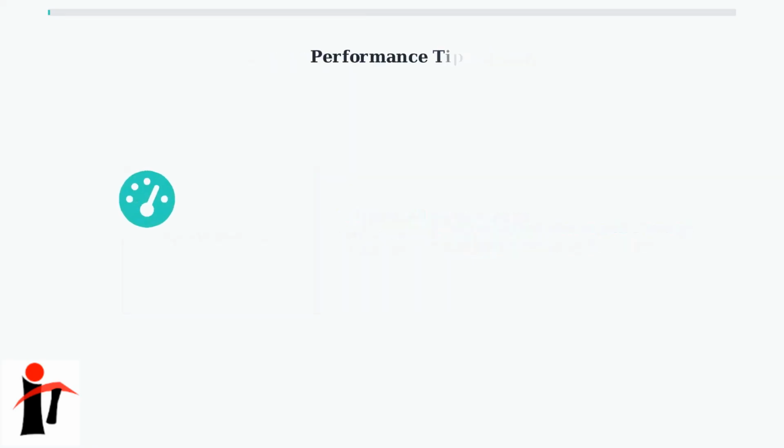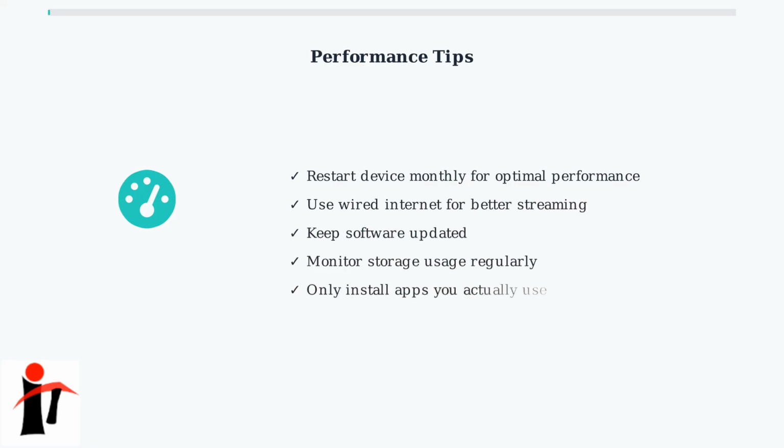For optimal performance, restart your device monthly, use a wired internet connection when possible, keep your software updated, and monitor storage usage regularly. Only install apps you actually plan to use to maintain system efficiency.